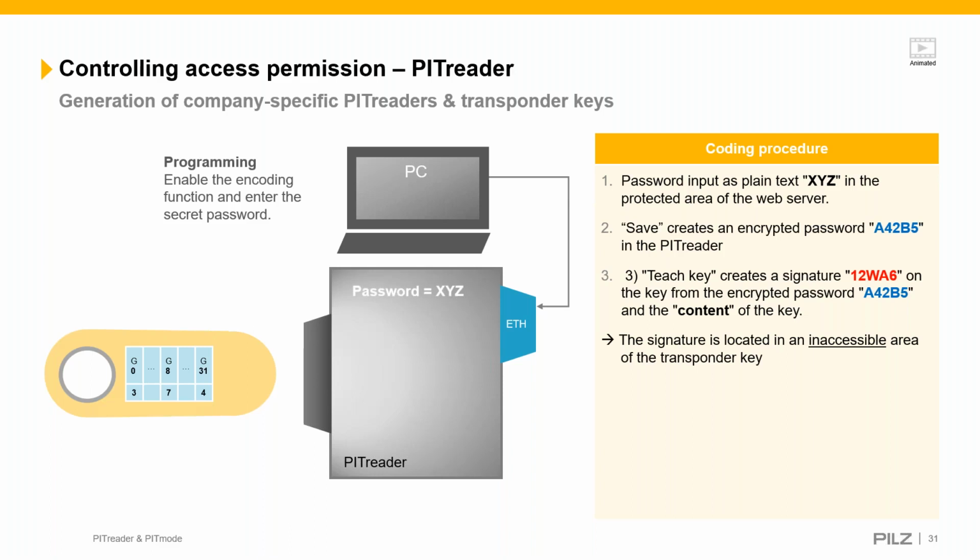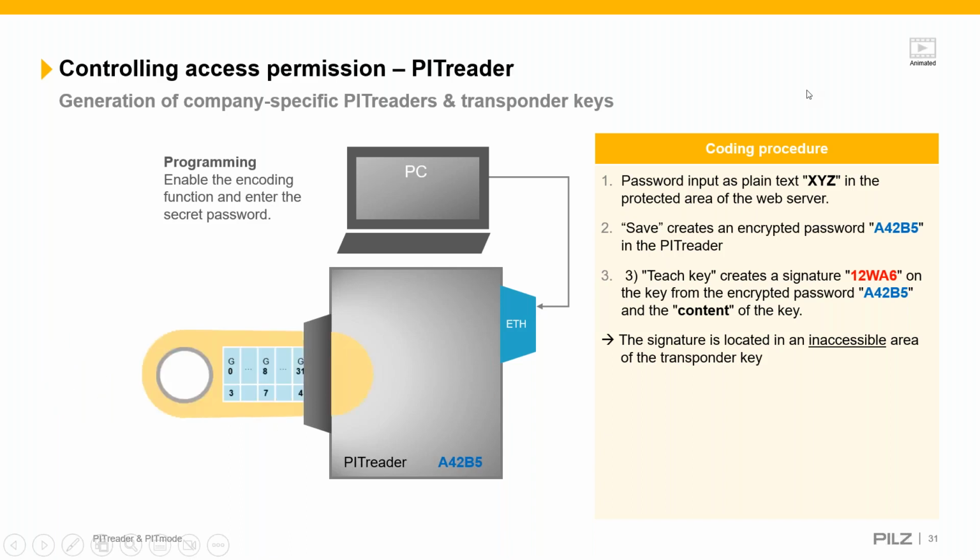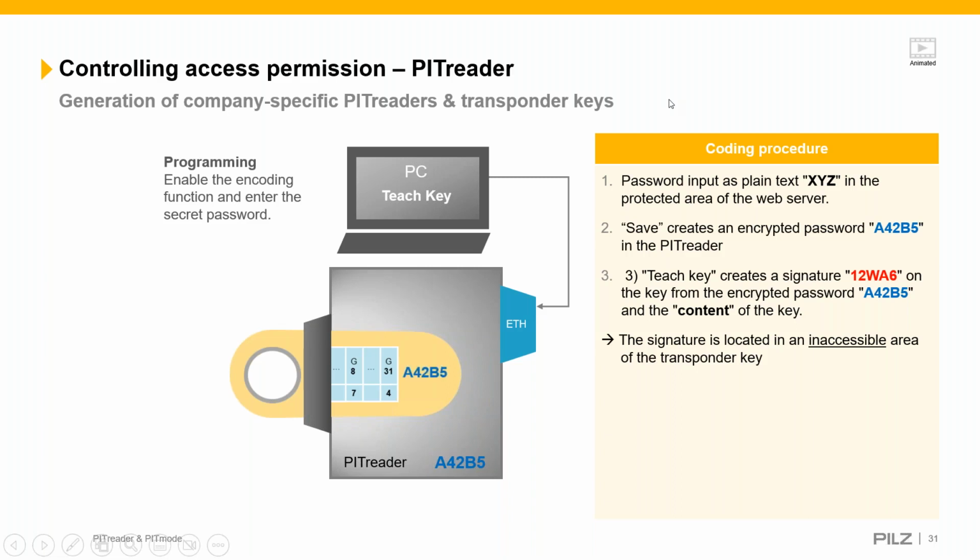That's placed on the PIP reader. We save. When we save that, it creates an encrypted password in the PIP reader. The teach key creates a signature on the key for the encrypted password and the contents of the key. And the signature is located in an accessible area of the transponder key.